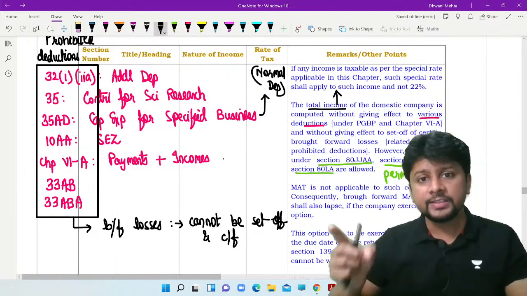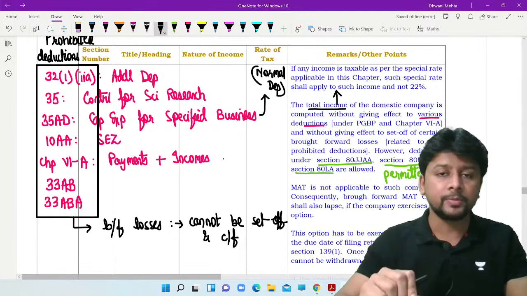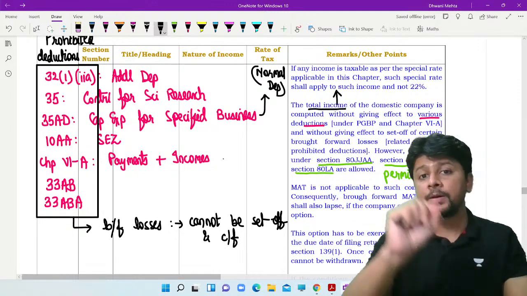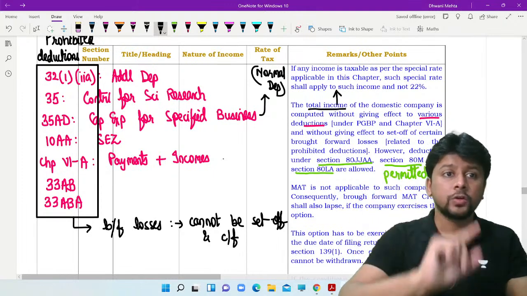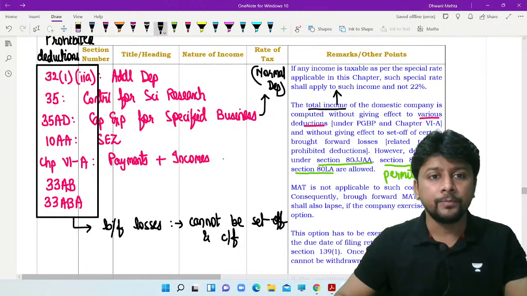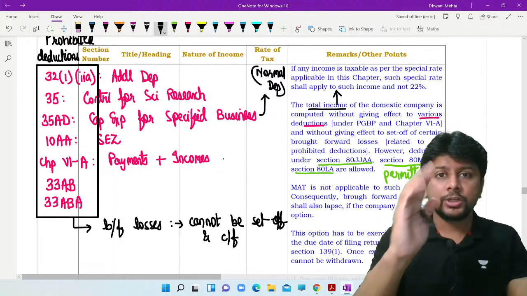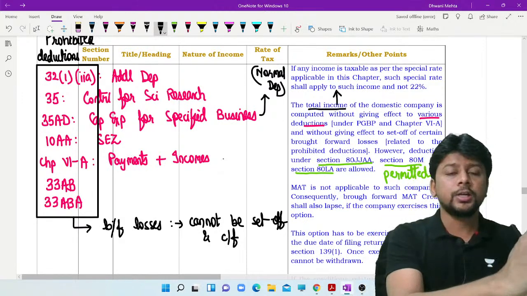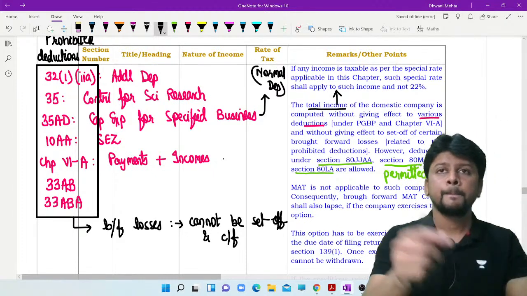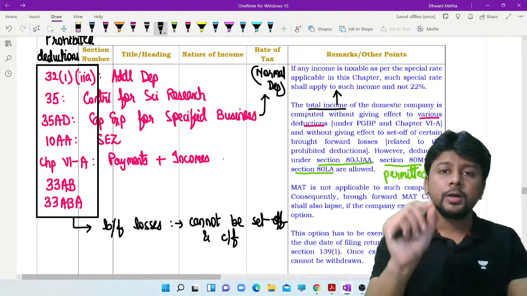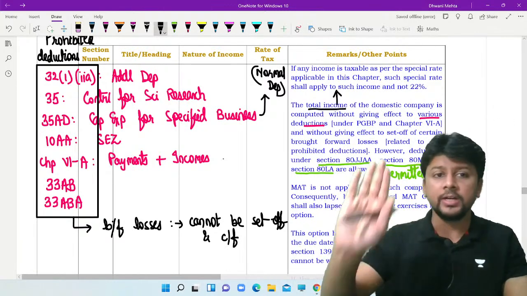You can definitely set off brought forward unabsorbed depreciation if it pertains to the normal depreciation. So you will have to analyze your brought forward additional depreciation. Whatever is the unabsorbed depreciation pertaining to the additional component, that will have to be forgotten, that will lapse. Whatever is the brought forward unabsorbed depreciation pertaining to normal depreciation, only that will be considered.